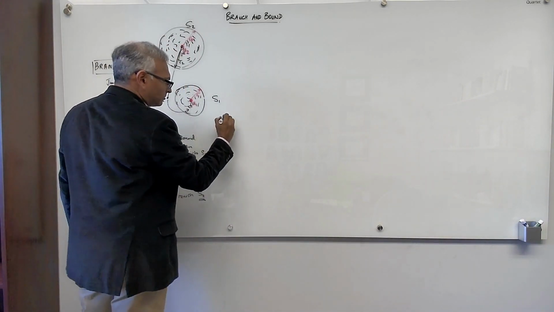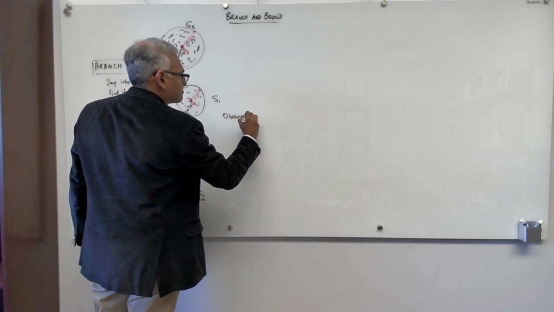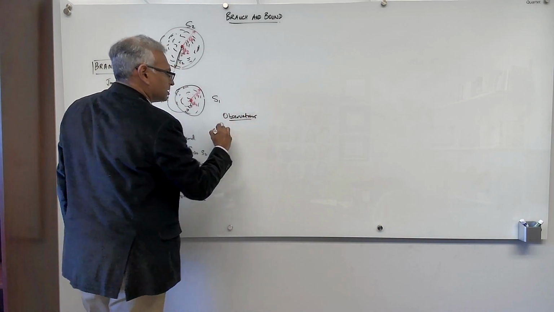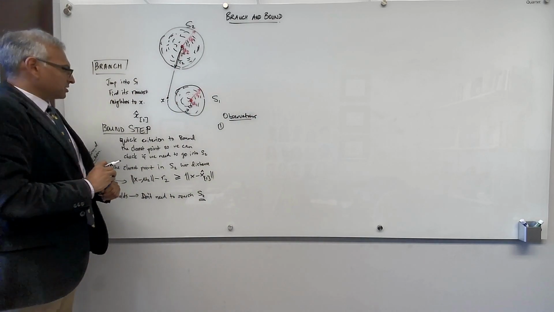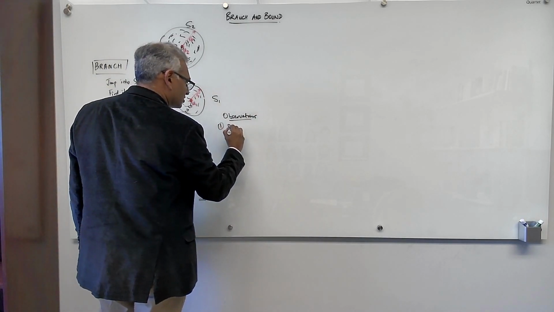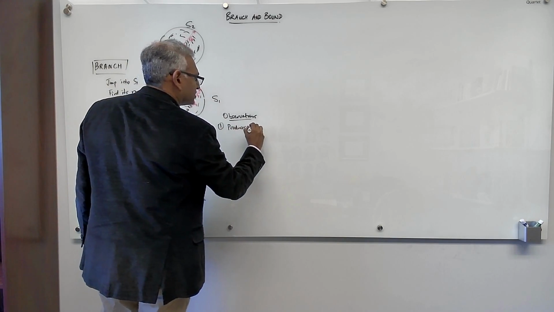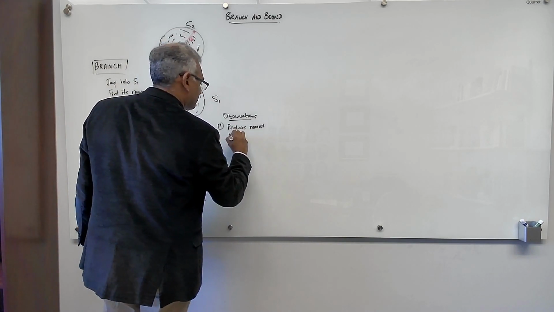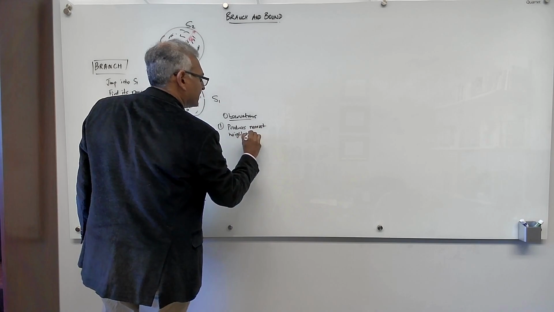So, first observation: it is guaranteed to produce the nearest neighbor. And that's a guarantee.